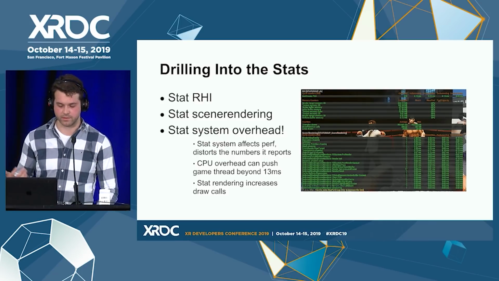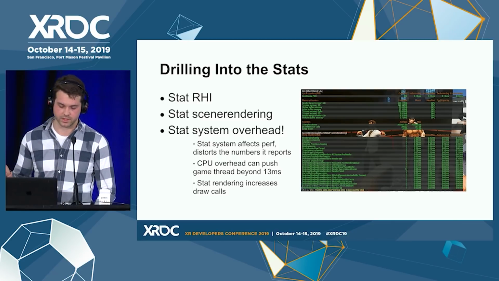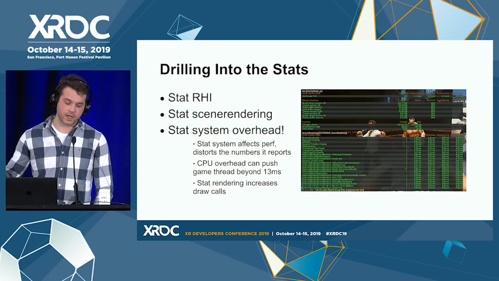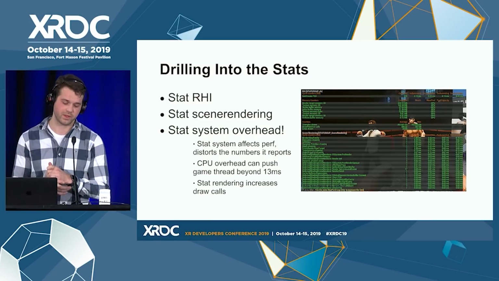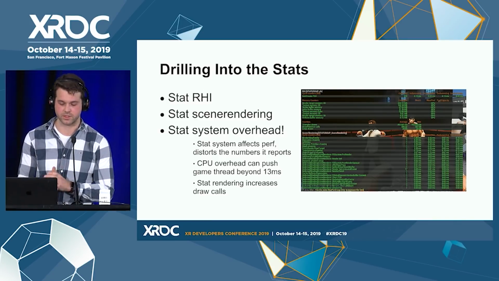So you might see that shadow or culling is taking a really long time. One thing you have to keep in mind is that this stat system is really complex in Unreal, which means it also really affects perf. It distorts the numbers it reports.